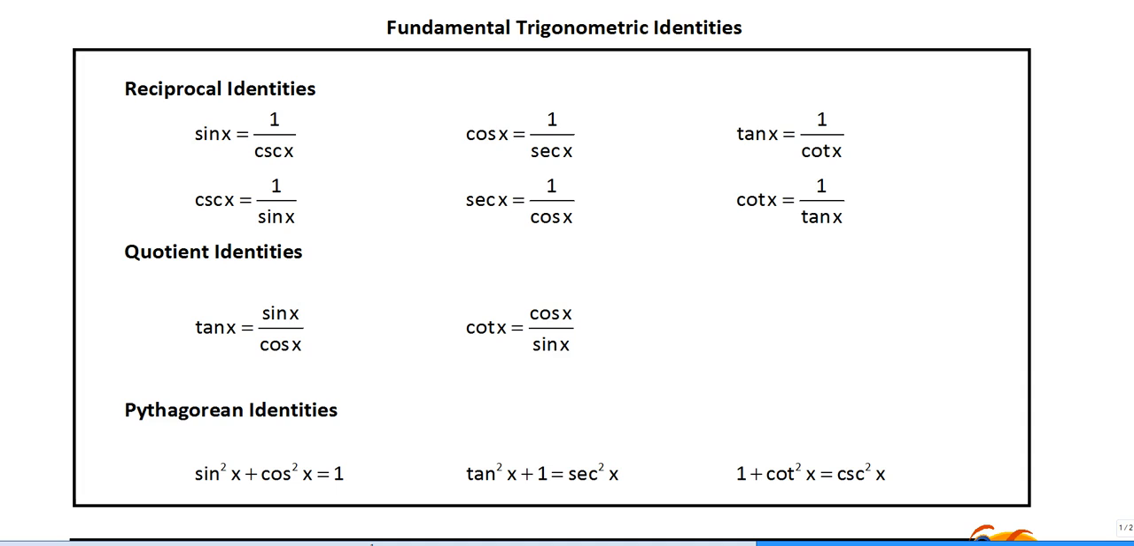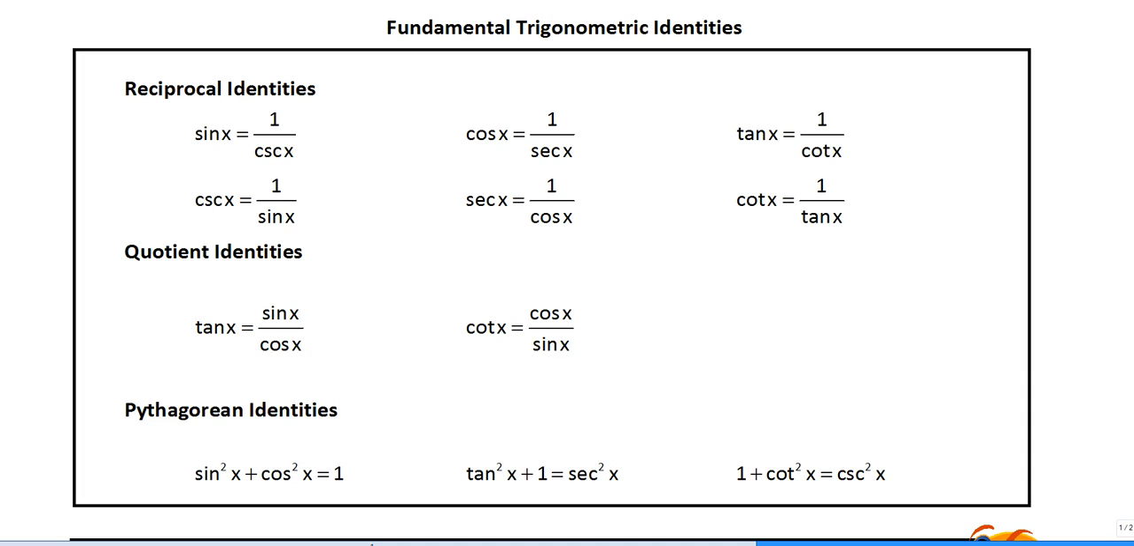And we have some things that you should already be familiar with. By now you already know that cosecant is the reciprocal of sine, and secant is the reciprocal of cosine, and cotangent is the reciprocal of tangent. You also should know that tangent is sine divided by cosine. The ones that are possibly new to you are some of the Pythagorean identities.